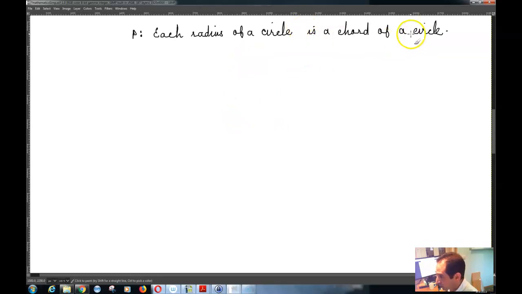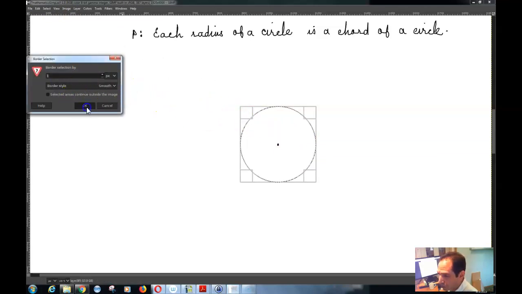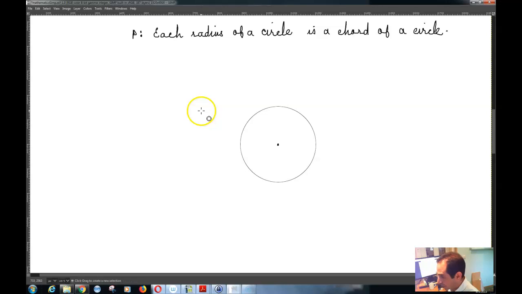I know that because I can provide a counter example, meaning that if I had some circle over here, the chord is basically any line that connects any point of the circumference to any other point of the circumference. In fact, that is actually by definition wrong.